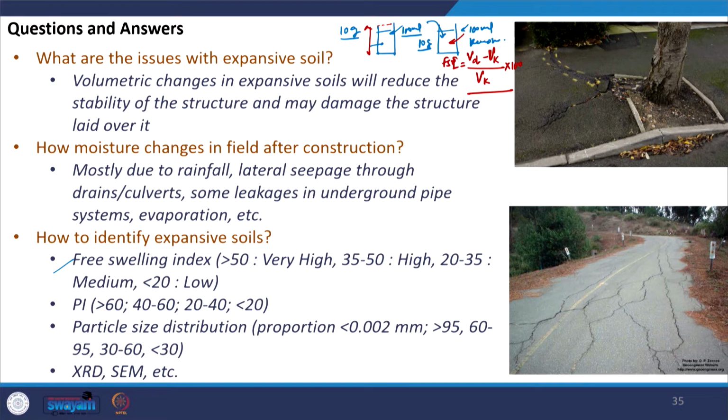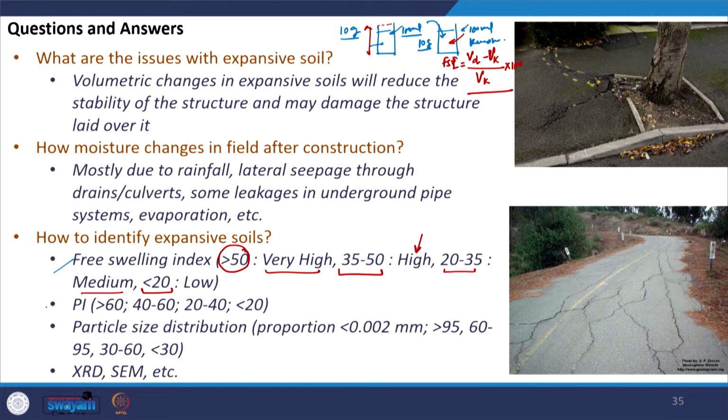For example, if it is very highly expansive soil, the free swelling index will be greater than 50. If it is a highly expansive soil, then the free swelling index usually ranges from 35 to 50. If the swelling potential is medium or average, then the free swelling index ranges from 20 to 35, and for soils which are not expansive in nature, the free swelling index is usually less than 20. So, just do the free swelling test, see the value of the free swelling index, and we will be able to know whether the soil is expansive or what is the extent of expansiveness in that particular soil.